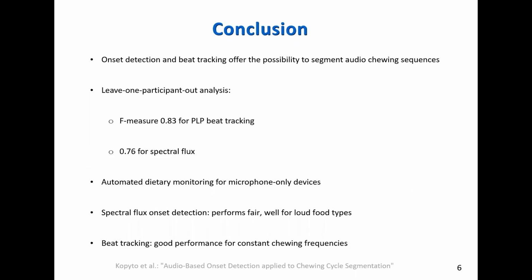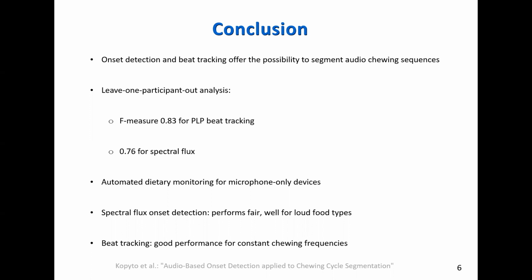We analyzed the applicability of 2 important algorithms from the field of music processing for the task of chewing cycle segmentation. The algorithms spectral flux onset detection and PLP beat tracking offer the possibility to segment audio chewing sequences into cycles. During LOPO cross-validation, we obtained an F measure of 0.83 for PLP beat tracking and 0.76 for spectral flux onset detection on our dataset measured using a bone-conducting vibration sensor.